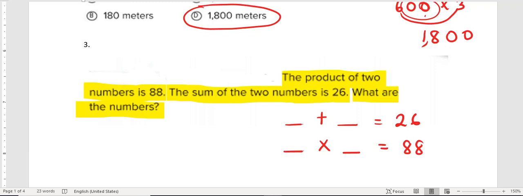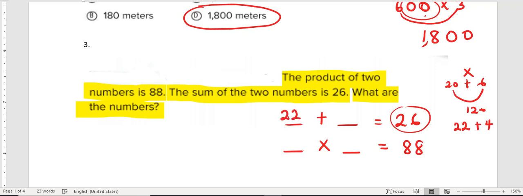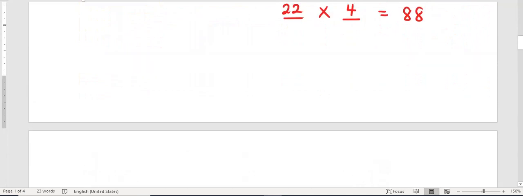You have to think. I would suggest there is no one method or one way of doing this. Just think of this number 26. Let's break it down. Try 20 and 6. 20 plus 6 is 26, but will 20 times 6 give us 88? No, it will give us 120. So therefore, this is wrong. So we can try another closer number. Let's say this time 22 and 4. 22 plus 4 is 26, and 22 times 4 will give you 88. So these are the two numbers. So you have to reason. So the two numbers are 22 and 4. Okay?